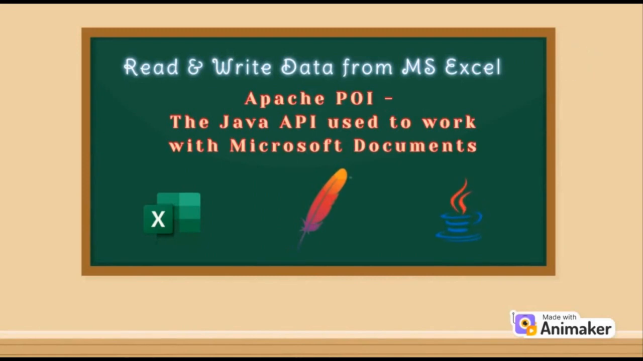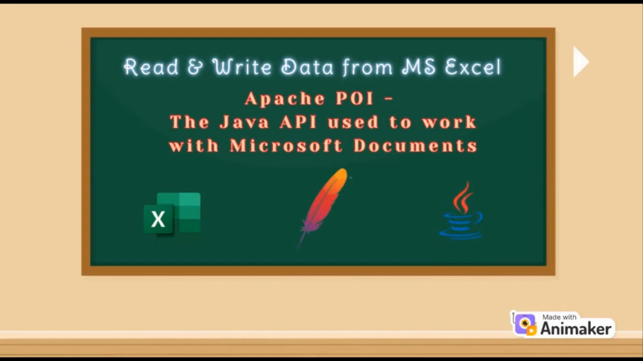MS Excel. Like how do we launch MS Excel using Selenium Java? Java doesn't have any built-in library to work with Microsoft documents. So Apache POI, which we are going to use, is a Java API used to work with all kinds of Microsoft documents, including Excel. MS Excel, MS Word, anything can be achieved using Apache POI. If you see here, the second one is Apache POI Excel, and it's a Java API.